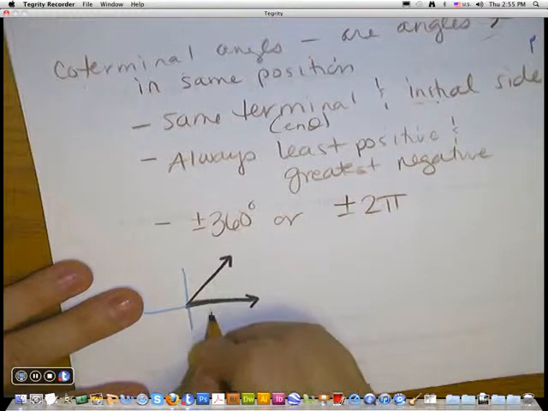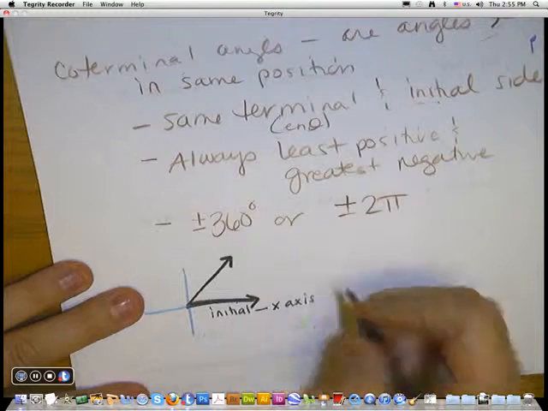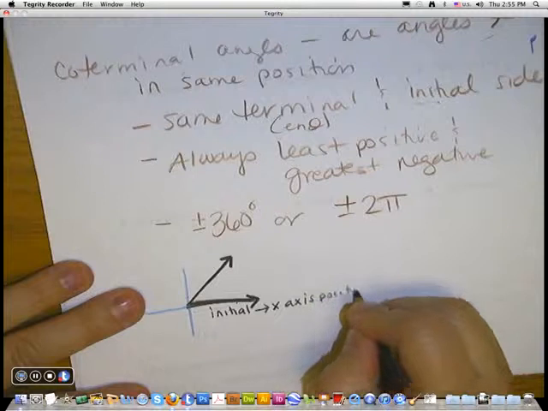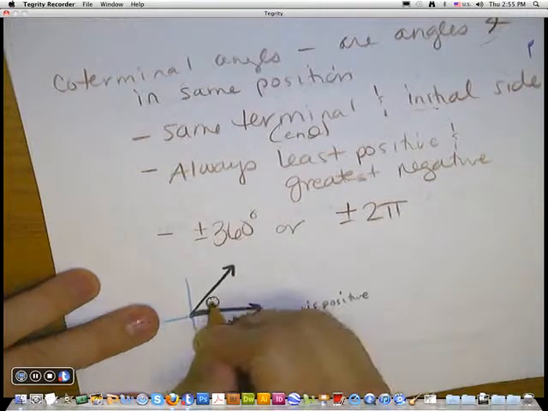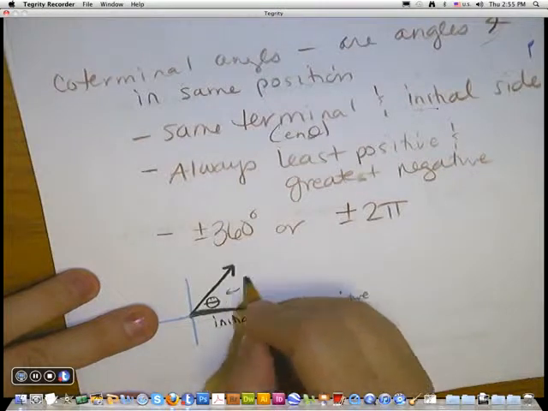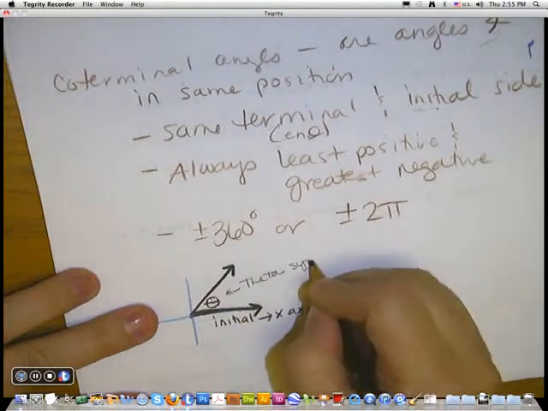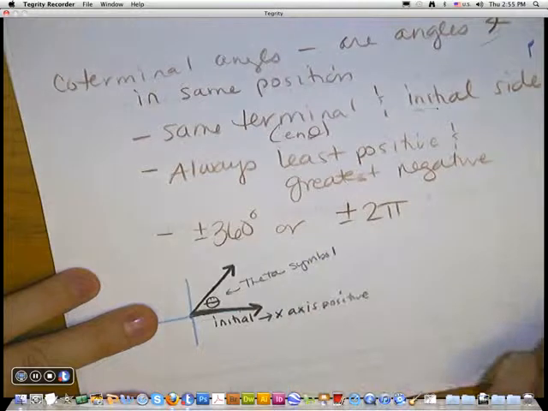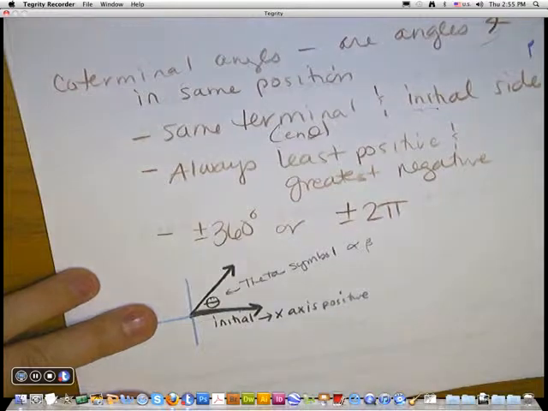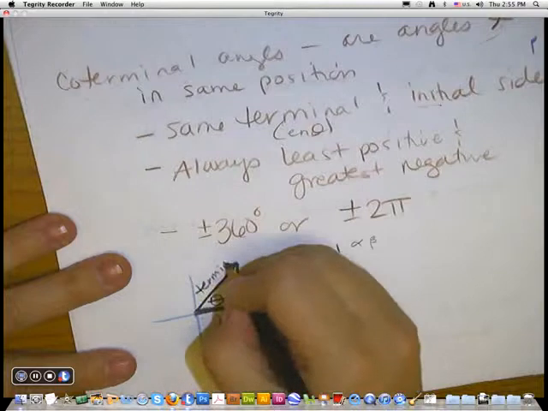By the way, an initial side is always the positive x-axis. Always. There's my angle. This is a theta. That's the Greek word for it. Theta is just a symbol for angle. We have many symbols for angles. It could be alpha, could be beta. Theta is just really common. And then we're going to call this our terminal side.